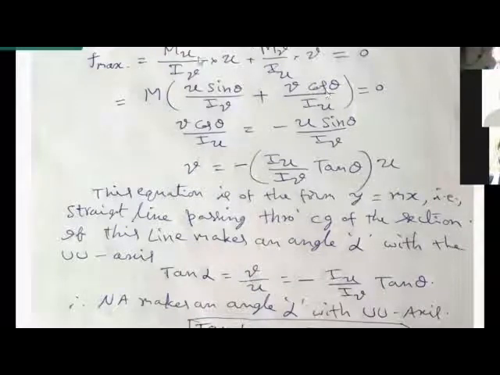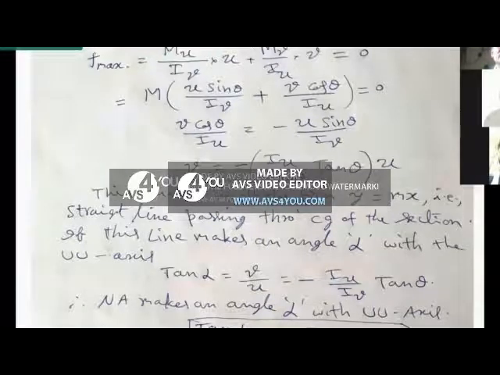So Mu is M sin theta and Mv is M cos theta. If you substitute those values and take M outside, then you get u sin theta by Iv plus v cos theta by Iu equal to 0. So v cos theta by Iu is minus u sin theta by Iv, or v is equal to minus Iu by Iv tan theta into u. So this is of the form y equal to mx, v equal to some constant times u. So this equation is of a straight line. So the neutral axis is a straight line where the net stress is zero.